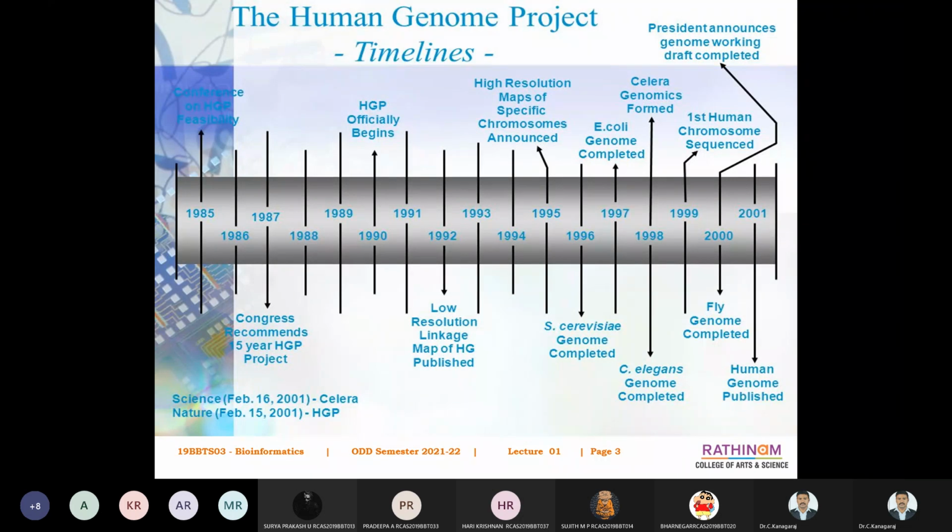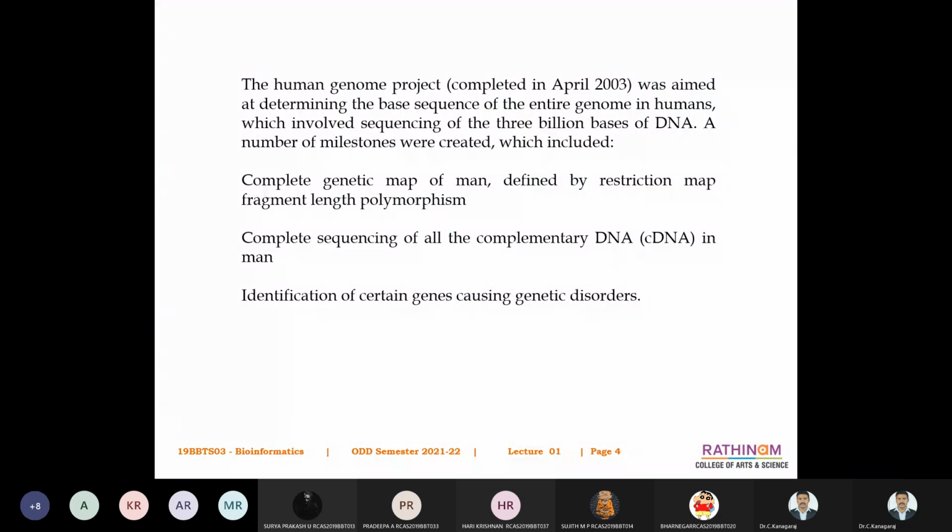So they had different kinds of milestones in a couple of decades. Okay. So the human genome project is the complete genetic map of man, defined by the restriction fragment length polymorphism. So RFLP, restriction fragment length polymorphism. So the whole genome became able to be sequenced in one way. Okay, so in a single reaction we are able to sequence the whole genome.